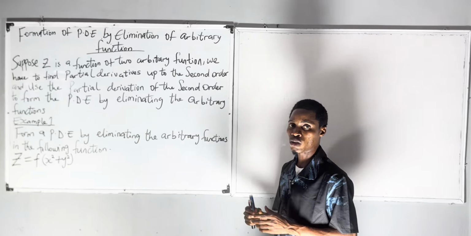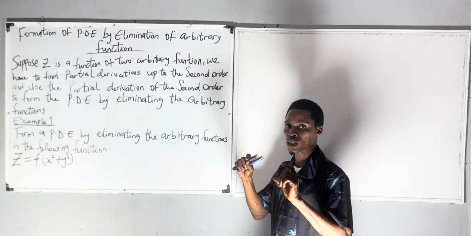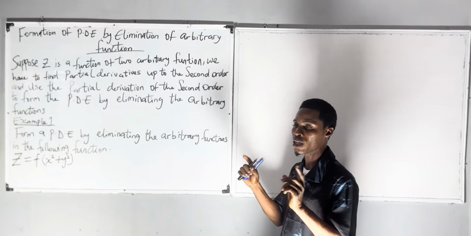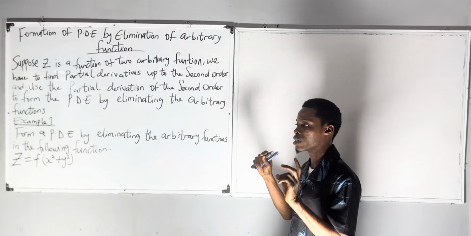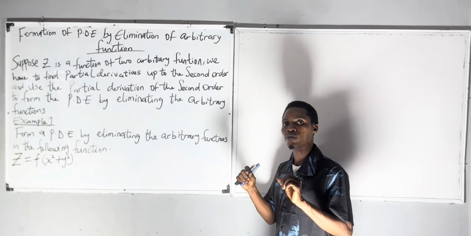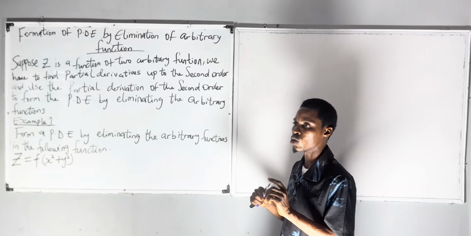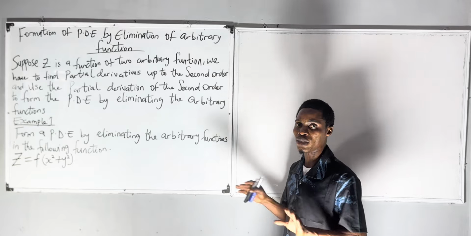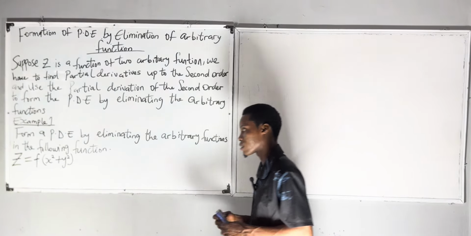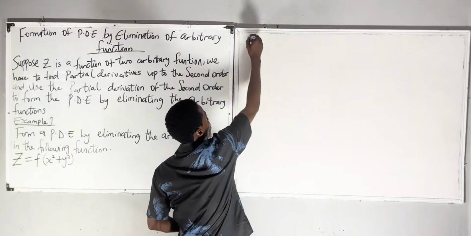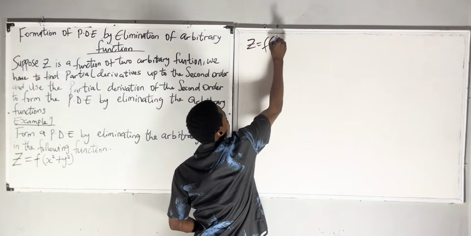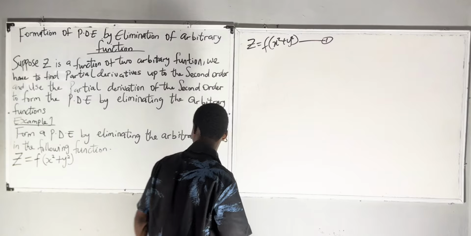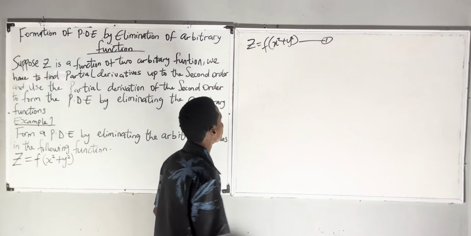When I differentiate partially with respect to y, from there I'm going to get my new equation, which is going to replace the arbitrary function. Then from there I'm going to eliminate the arbitrary function. So let us start. z is f of x squared plus y squared. I can name this given relation as equation 1.